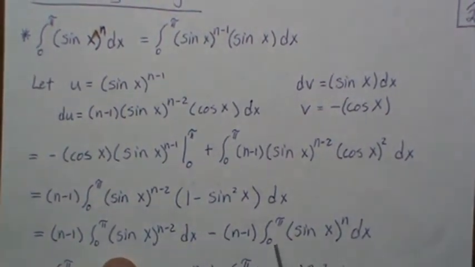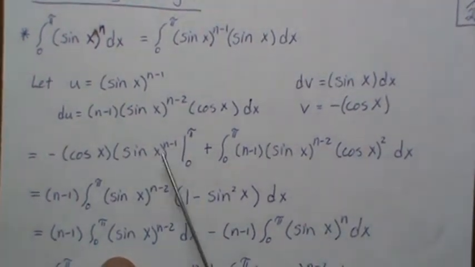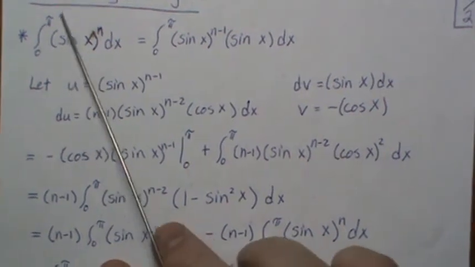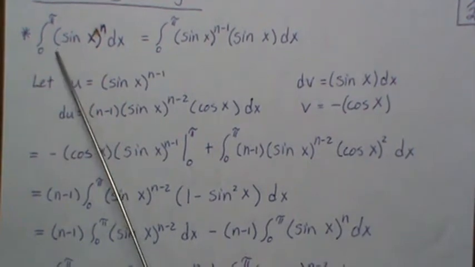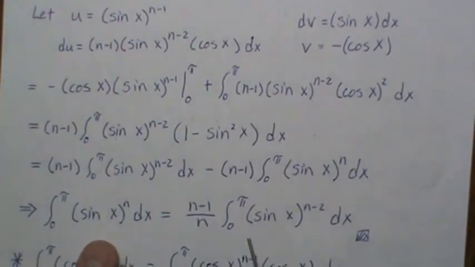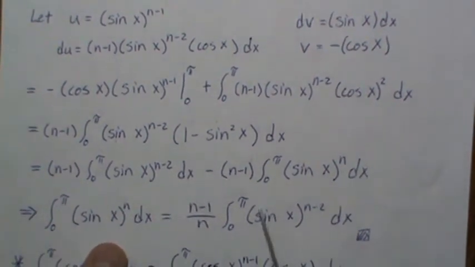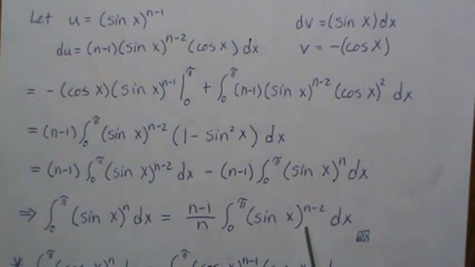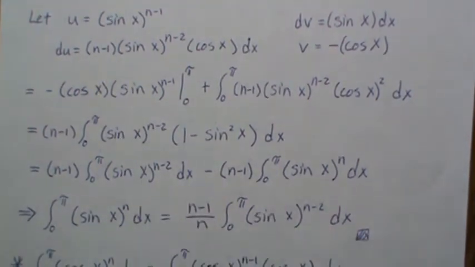Now, this piece here is actually the same as this piece. So when we add this to the other side, we get n of these, is equal to this. Now we divide both sides by n, and then we get this formula. So what we've done is taken it from a power of n to a power of n minus 1. It's a power reduction identity. And then we can keep repeating this until we get to where this exponent is a 1 or a 0, and then we can evaluate it and then back populate and find the original integral.